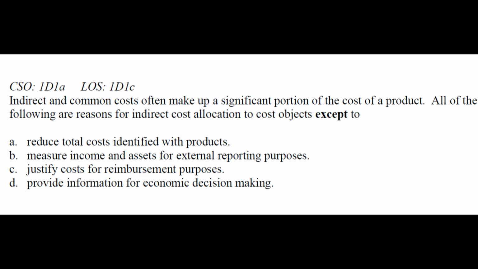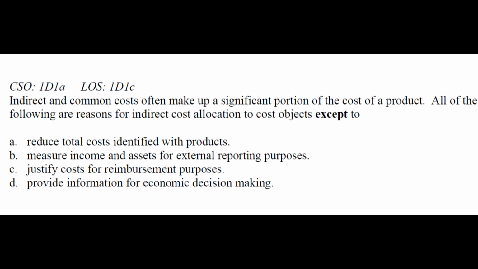However, allocating indirect costs does not reduce the total cost incurred. Allocation merely assigns existing costs to cost objects. It changes how costs are reported, not the total amount spent. A. Reduce total costs identified with products. Correct. Cost allocation does not reduce total costs. It simply distributes existing indirect costs among products or services. Therefore, this is not a purpose of indirect cost allocation.